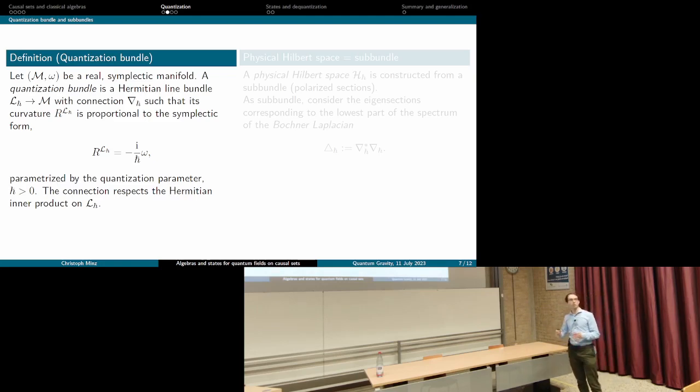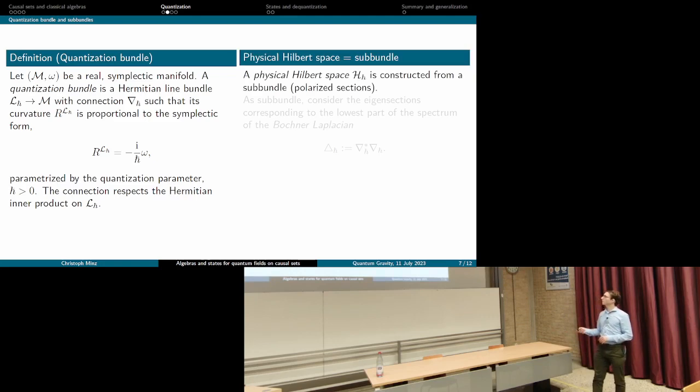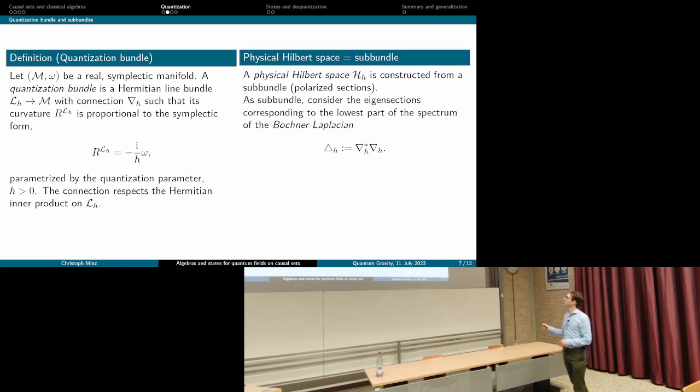Now this is only the quantization bundle. Now we want to choose our physical Hilbert space, and this physical Hilbert space is usually taken to be some sub-bundle of this quantization bundle. One way to choose that, as we will do, is to choose a sub-bundle by looking at the spectrum of the so-called Bochner Laplacian. This is a Laplacian which you can define with this connection from the quantization bundle, and this is in that form. And then we just look at the spectrum of that.